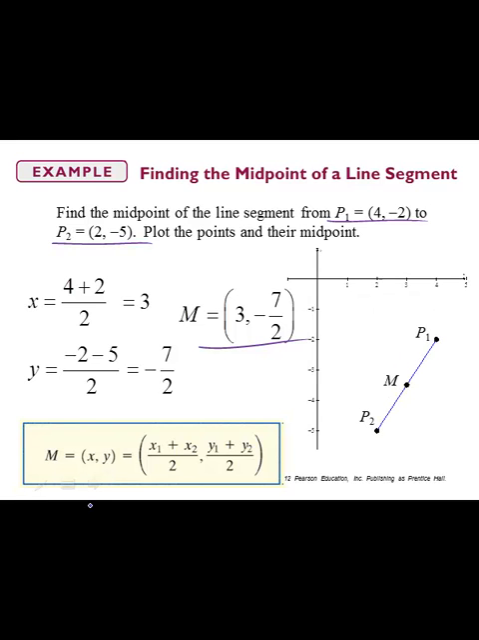Okay? And here's a picture of what we just did. Here's point P1 up here, with coordinates 4, negative 2. And here's our point P2 with coordinates 2, negative 5. And indeed, here's our point M with x coordinate 3 and y coordinate negative 7 halves. It's a little bit distorted on this graph, but it's pretty much there. Okay? All right, so that is it for this section.